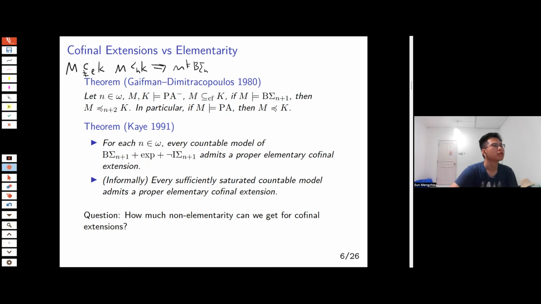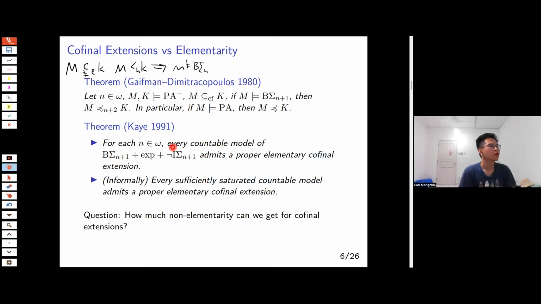I think later Schmerl proved that there is a notion he introduced called largeness or smallness. He shows that a model, I think it should be a countable model, a countable model admits a proper elementary cofinal extension as long as it is large, and that is also a saturation notion. So that's the case of how much elementarity can we get.